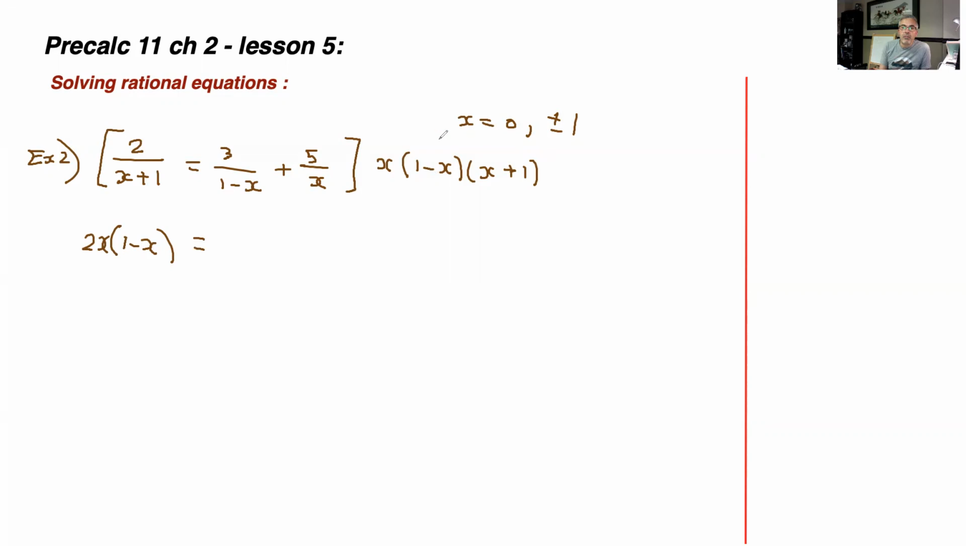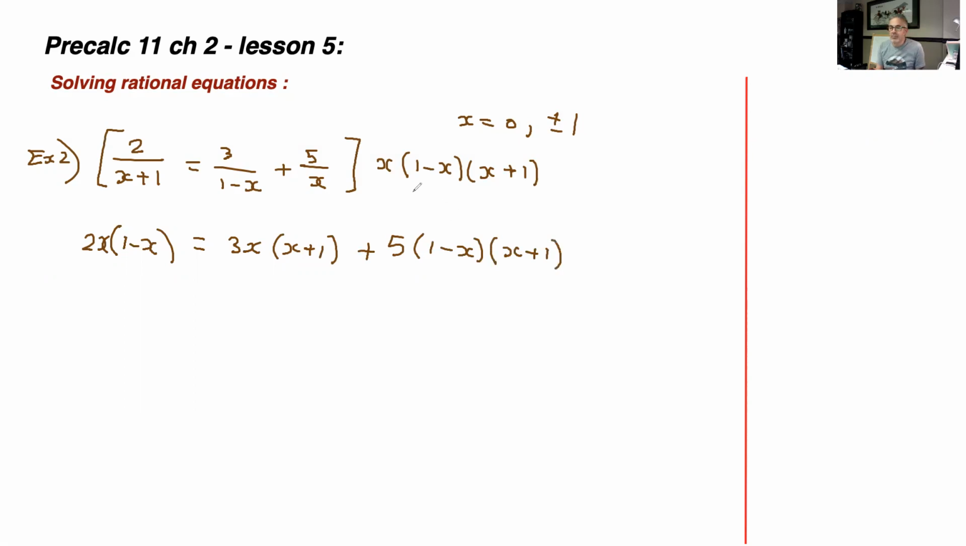Equals, now if I multiply this into here, the 1 minus x will cancel with the 1 minus x. Remember, when you multiply this to this, you only multiply it to the top. And so if you have this on top, the 1 minus x and the 1 minus x will cancel. And that's why you could just write 3x and x plus 1 plus 5. And if you multiply this to this term right here, the x's would cancel. And therefore, the 5 will be multiplied by the 1 minus x and the x plus 1.